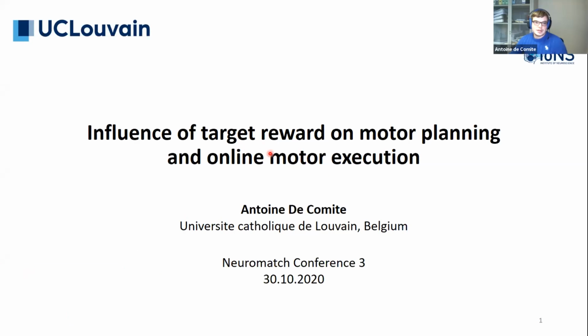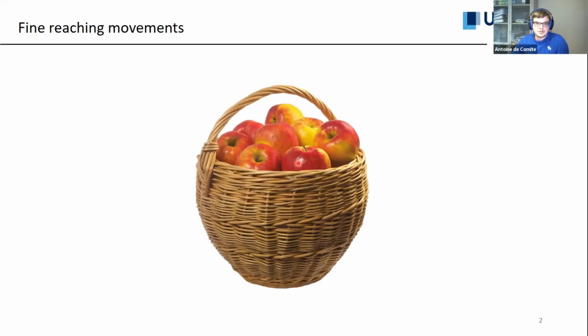So as Nidhi said, I will be discussing reaching movement and more specifically how rewards interact with reaching movement while we're performing this movement. So let's start with an example. You are in front of this basket of apples and you are hungry. So you decide to eat one of these.